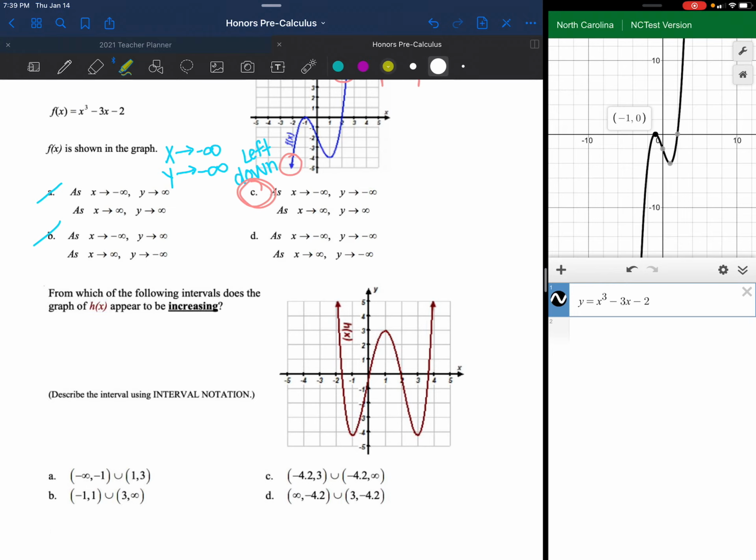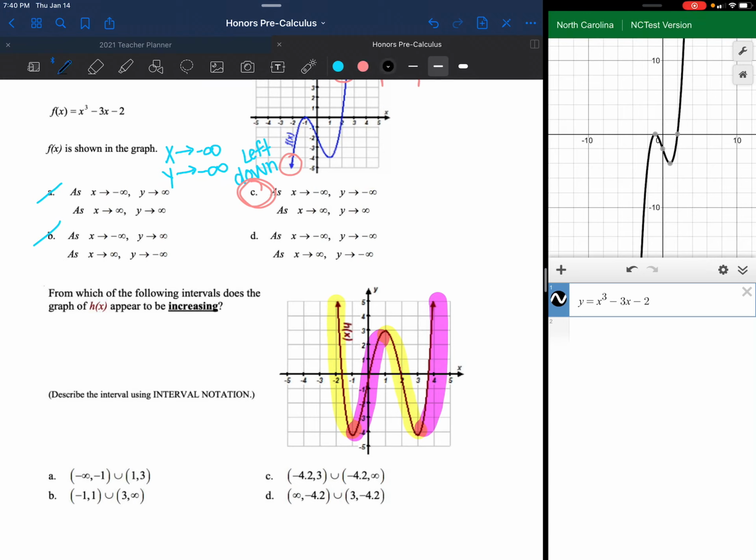Alright, so this one says, which of the following intervals does the graph increase? So when I look at my intervals, I'm asking for increasing and decreasing. So I'm going to highlight as I move along my graph from left to right. As I'm coming from the left, I'm decreasing in yellow. And then I'm going to start to increase at that minimum. And then I'm going to start to decrease again at the maximum. Increase again at that minimum. And I'm going to keep increasing to the right side.